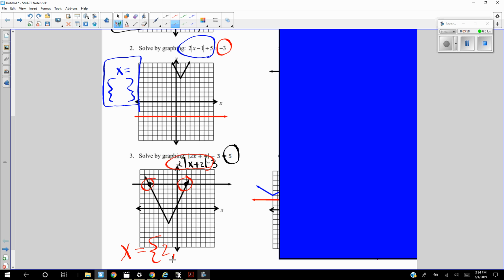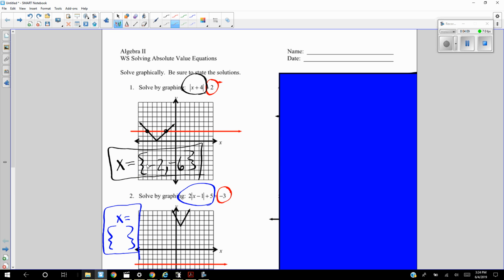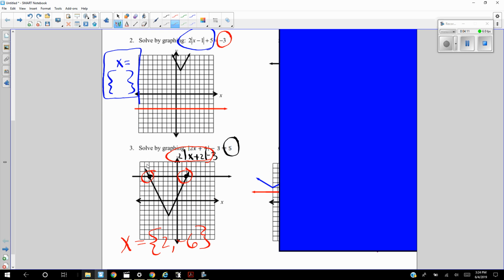So that's x equals 2 and -6. So what we got earlier, we got -2, -6 earlier. This time we got 2, -6.